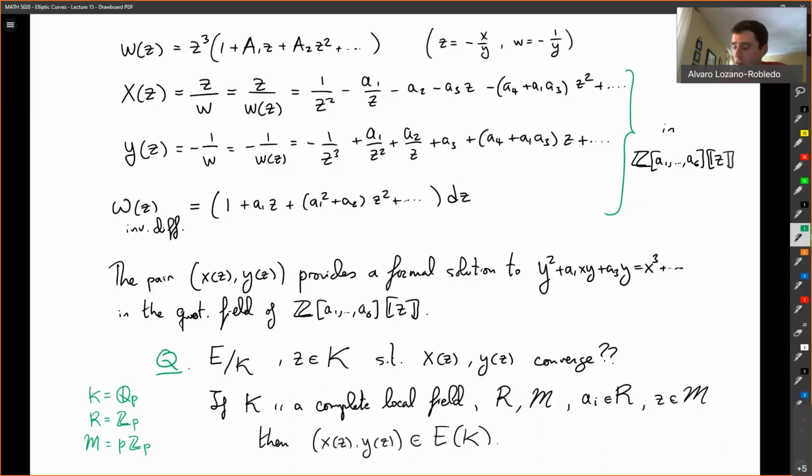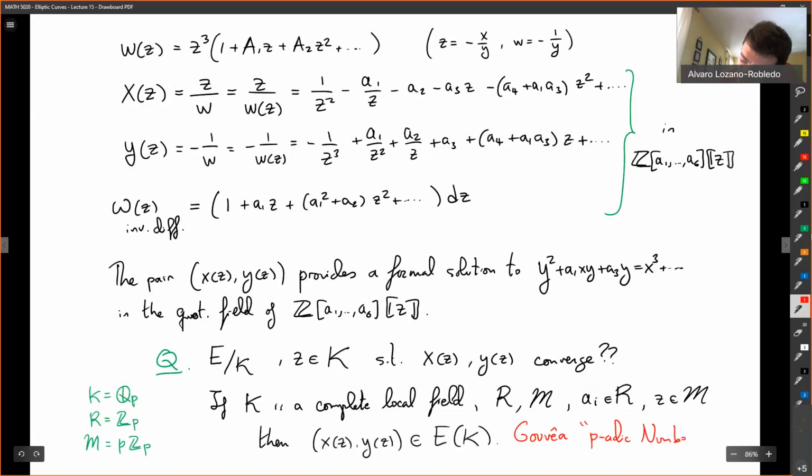Okay. And by the way, if you have not encountered p-adics before, then I would suggest that you read Fernando Gouvea's p-adic numbers, which is a nice introduction to the p-adics as a reference.